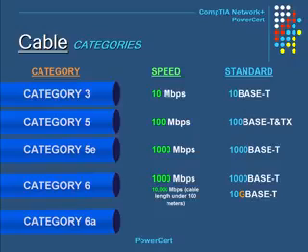And last, there's Category 6A, or augmented. And this has a maximum speed of 10,000 megabits per second, and is used on 10GBASE-T networks. And unlike Category 6, this has a maximum length of 100 meters.